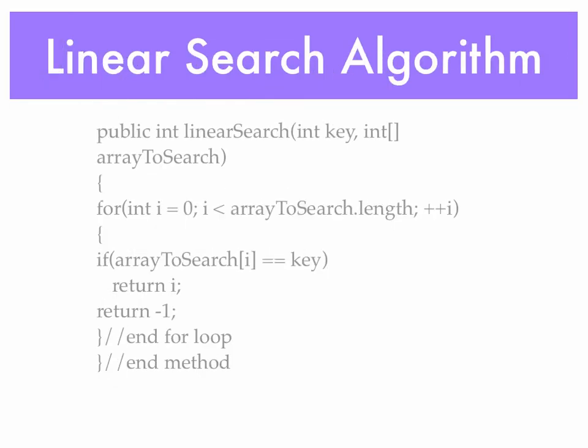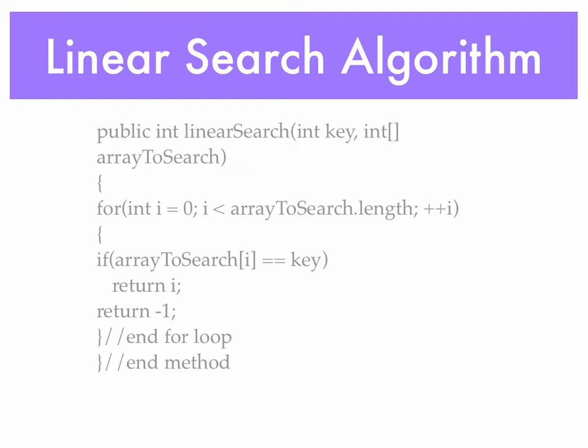And so here's the implementation of a linear search algorithm, using a method that we'll name linearSearch. It returns an int and expects an int, which we'll call key, that's what we're looking for, and an array of ints, the array to search, that's what we'll be looking through. We just have a simple loop with i given a value of 0. We'll continue through this loop as long as i is less than the length of the array we're searching, and we'll increment i each time we go through the loop.